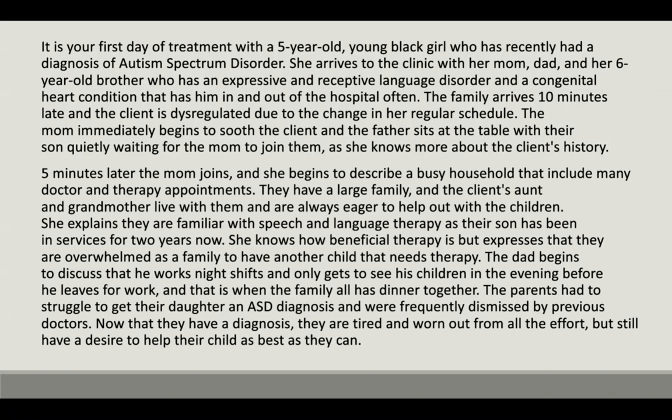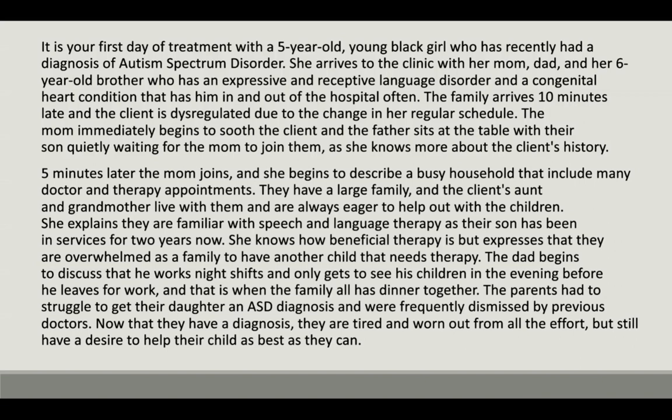5 minutes later, the mom joins, and she begins to describe a busy household that includes many doctor and therapy appointments. They have a large family, and the client's aunt and grandmother live with them and are always eager to help out with the children. She explains they are familiar with speech and language therapy, as their son has been in services for 2 years now. She knows how beneficial therapy is, but expresses that they are overwhelmed as a family to have another child that needs therapy. The dad begins to discuss that he works night shifts and only gets to see his children in the evening before he leaves for work, and that is when the family all has dinner together.